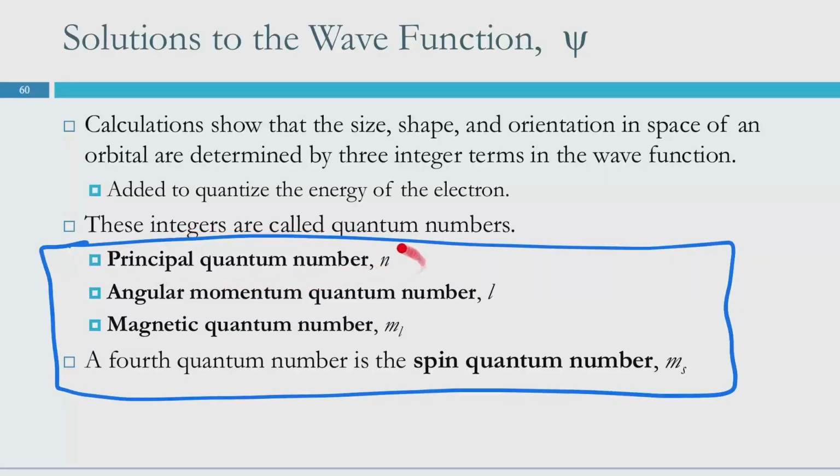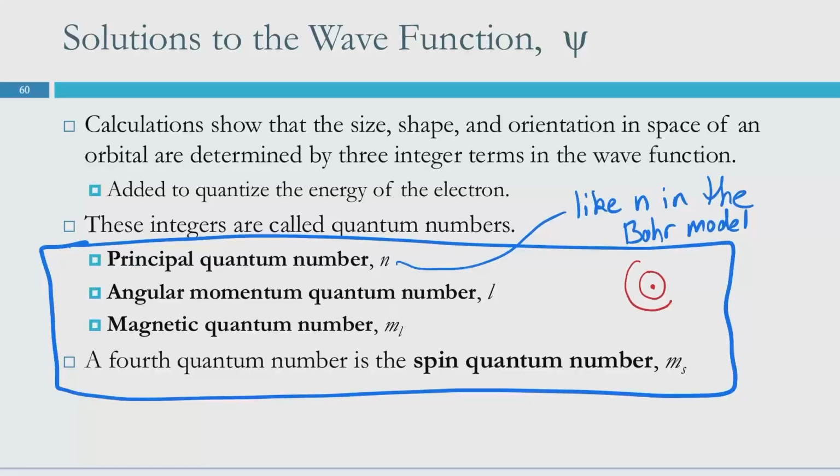So our first, our principal quantum number, is n. This principal quantum number is the same as n in the Bohr model. And we'll do a really poor drawing of the Bohr model here for you. So n refers to the orbit that we're on in our Bohr model, which generally refers to the energy level that we're on. This also applies to quantum mechanics.